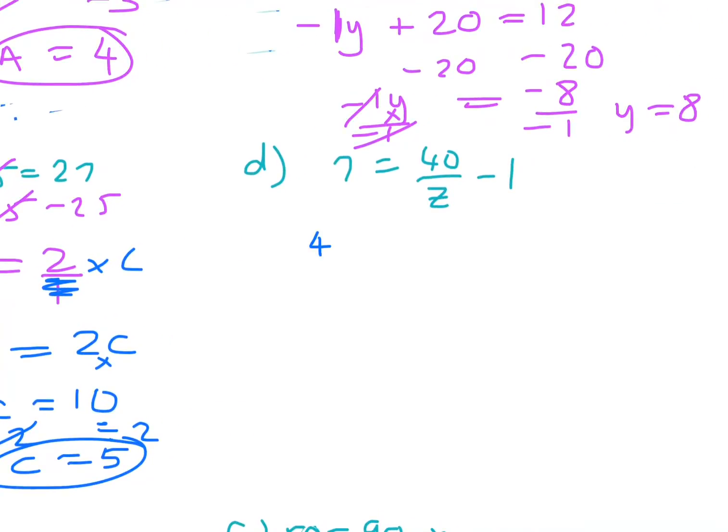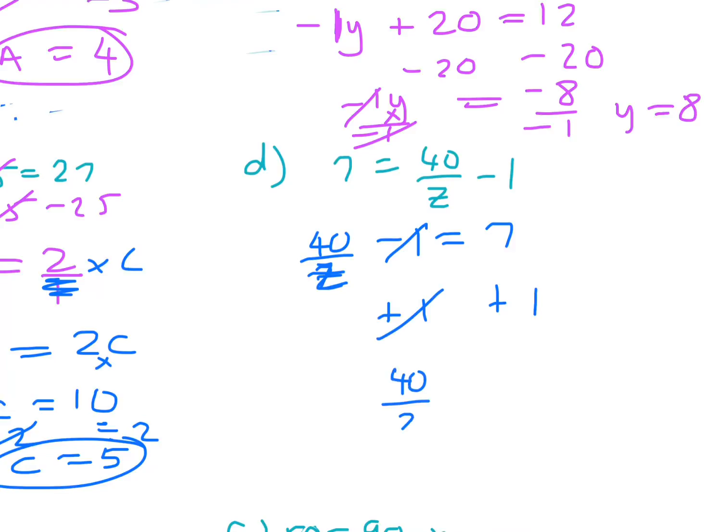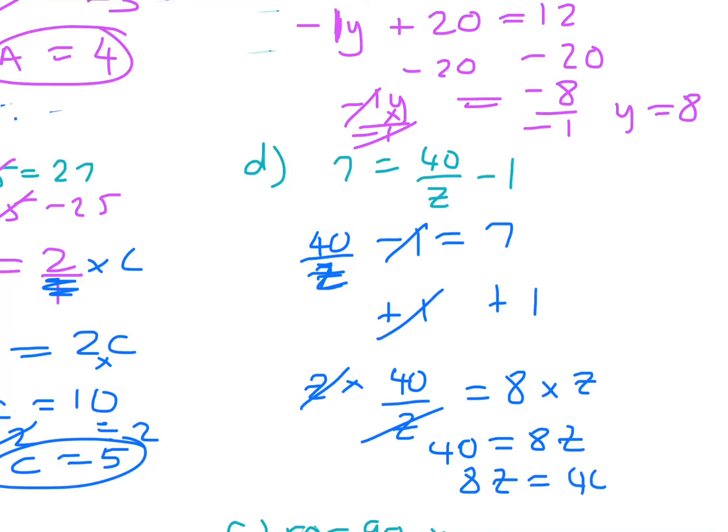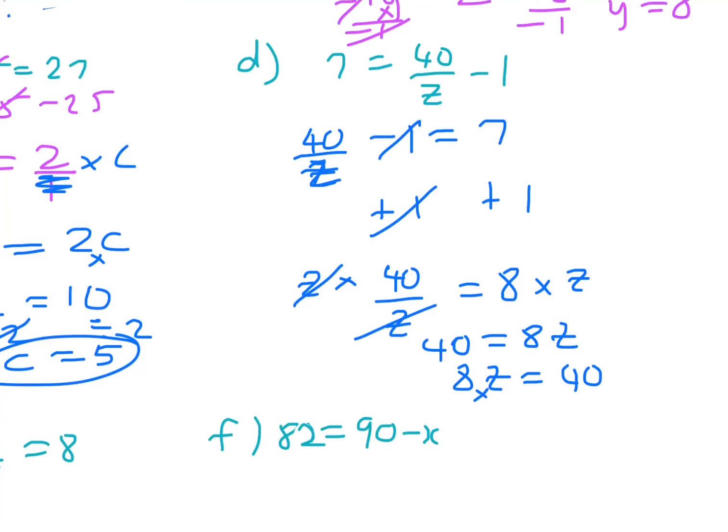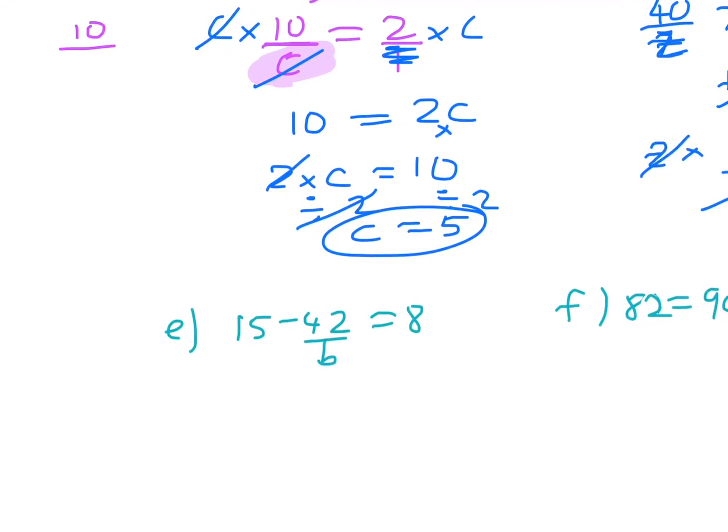Okay, so I can do this one. This one's back to front, so I'm going to swap it, because the z is on the right hand side, and I want to solve for the z. Okay, then I go plus 1, 40 on z equals 8, because 7 plus 1 is 8, times z, cancel out, 40 equals 8z. That is kind of back to front, so I'm going to go 8z is 40. The opposite to 8z is to divide by 8, so 40 divided by 8 is 5.